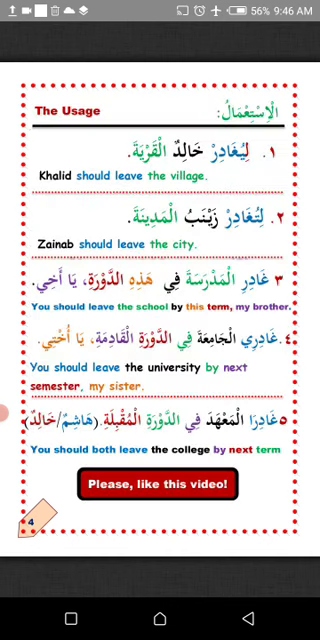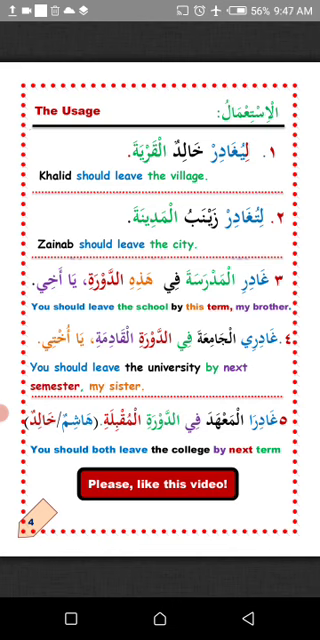MashaAllah. Al-istimal, now the usage. Wahid, number one. ليغادر خالد القرية. Khalid should leave the village. Ithnan, number two. لتغادر زينب المدينة. Zainab should leave the city.